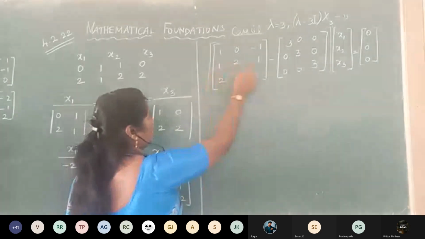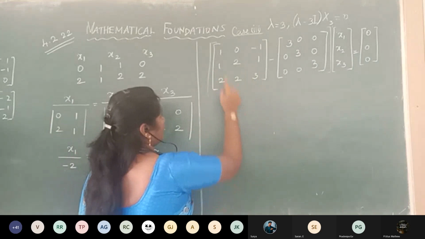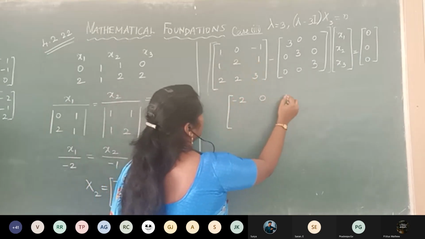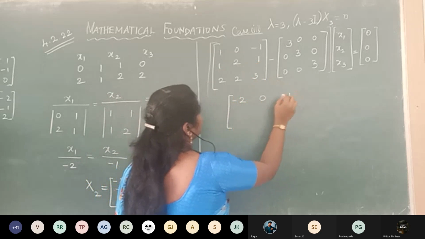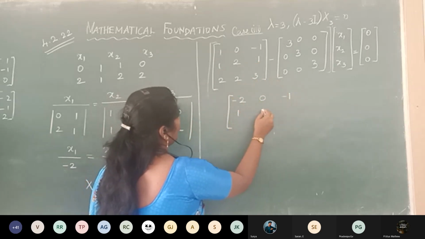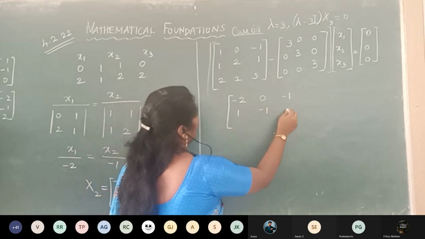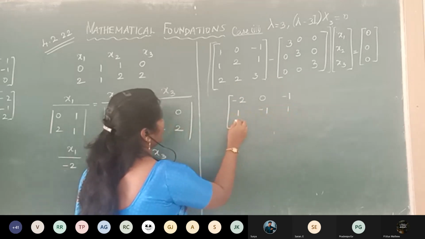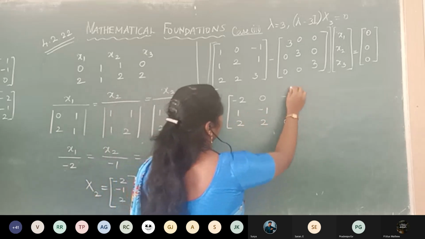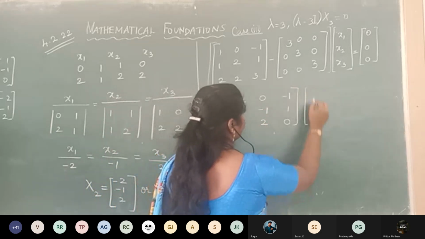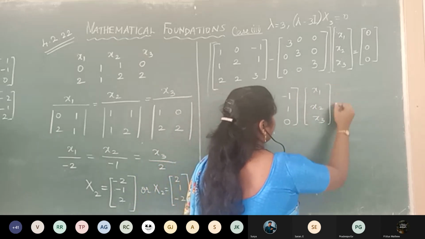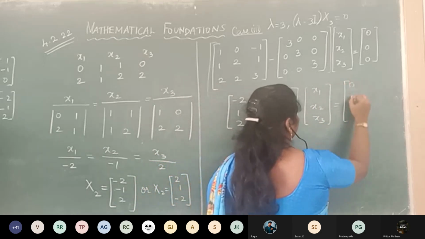Whatever eigenvalue you have got, you will write it down. Okay, 1 minus 3, minus 2, 0, minus 1. Then 1, minus 1, 1. 2, minus 3, minus 1. 1, minus 2, minus 2, minus, times x1, x2, and x3 equal to 0, 0.